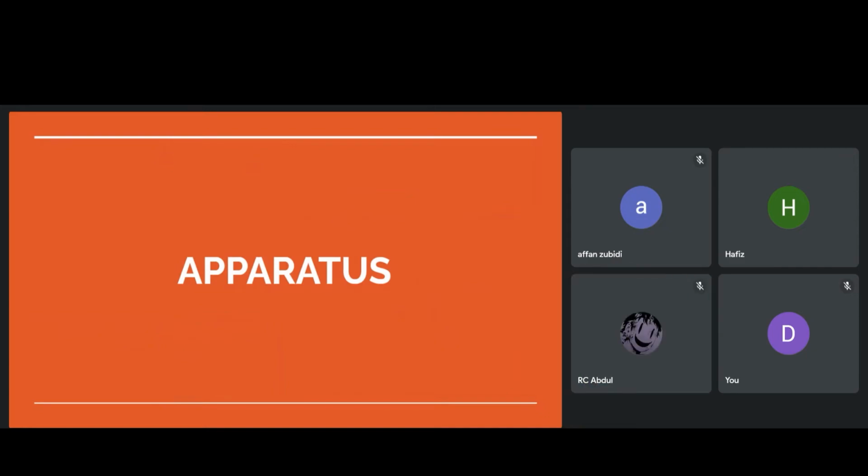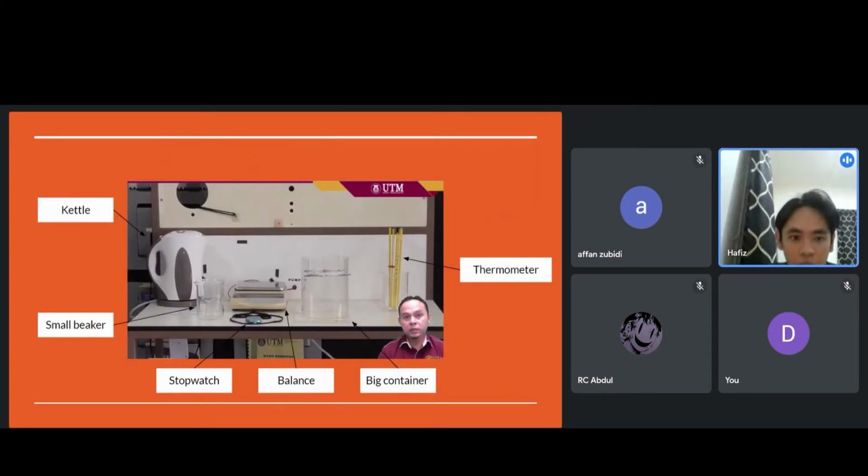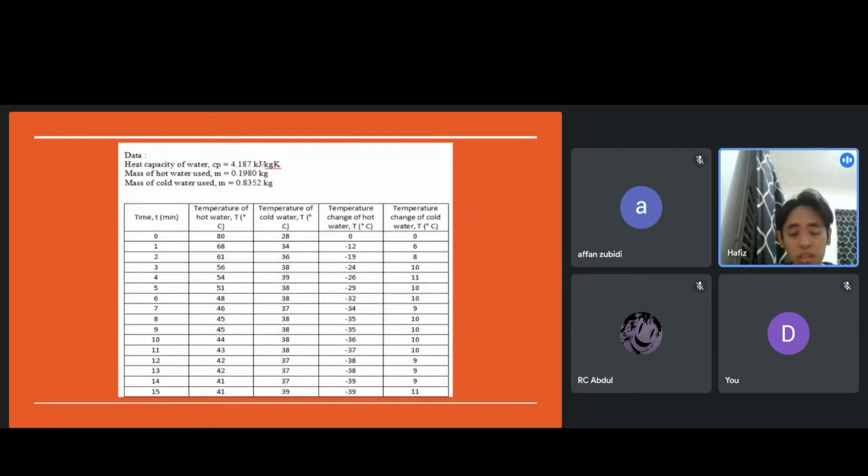I am Muhammad Al-Hafiz. I'm going to proceed with the presentation with the apparatus. These are the apparatus that we use in this experiment, which are kettle, small beaker, stopwatch, balance, big container, and thermometer.